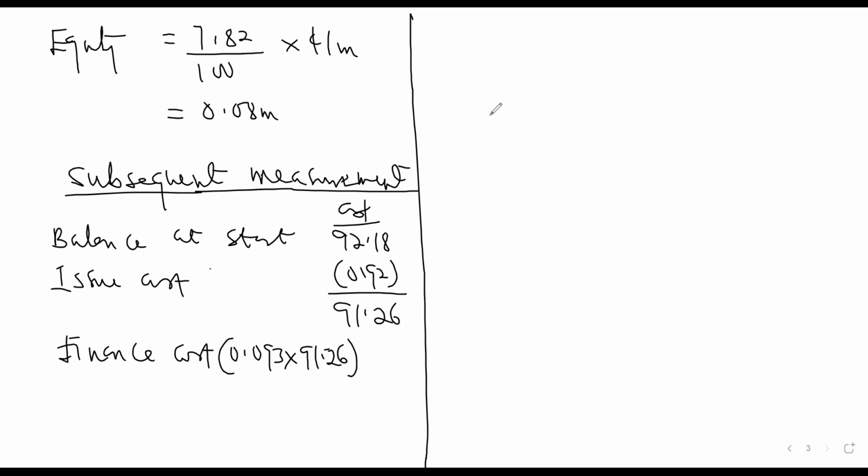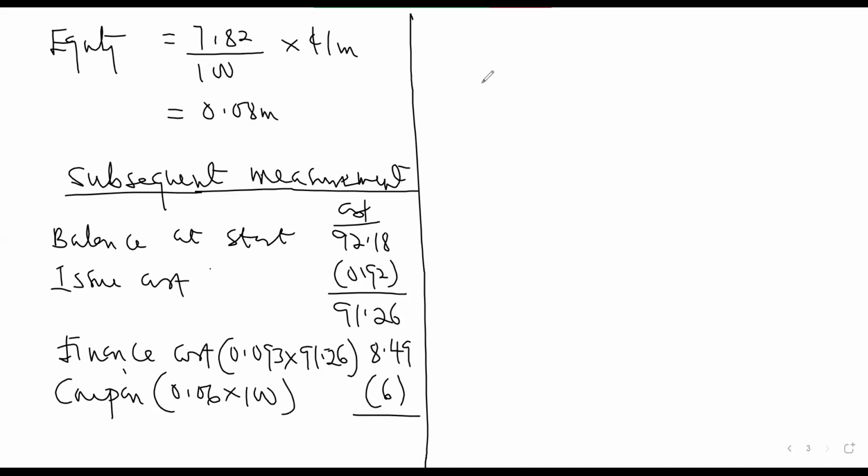All right. What are you getting as a finance cost? 8.49. Okay, 8.49. So what will happen? We will pay the interest to them at the end of this year. That will be 0.06 multiplied by the 100. So we have a coupon of 6. What are you having?